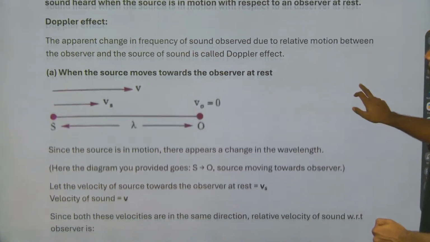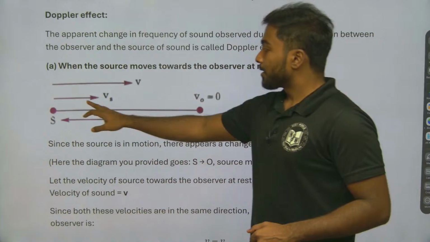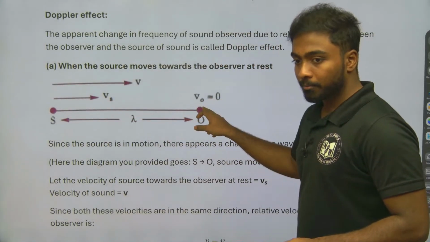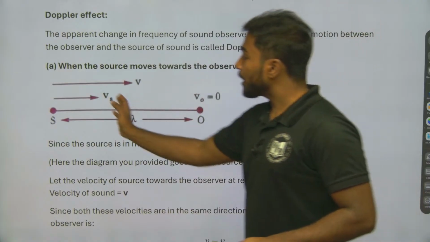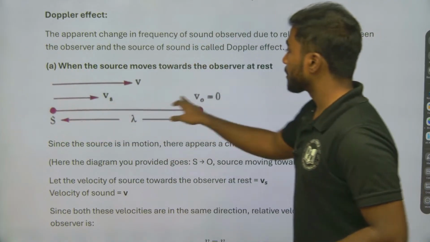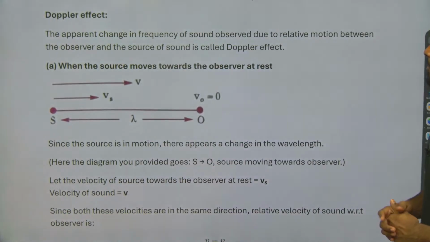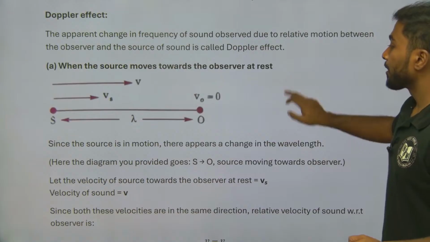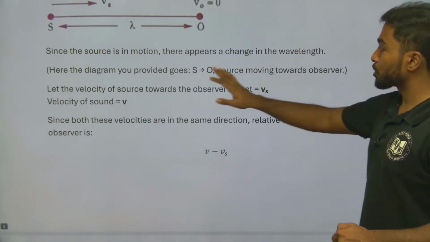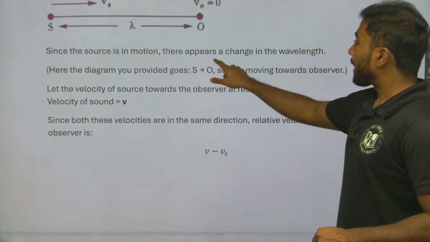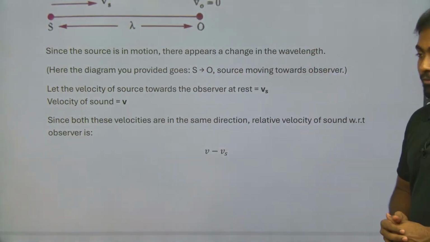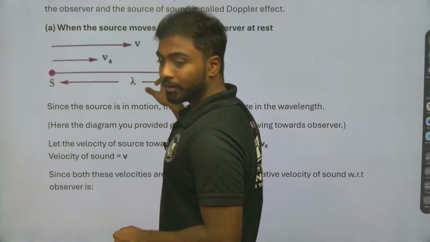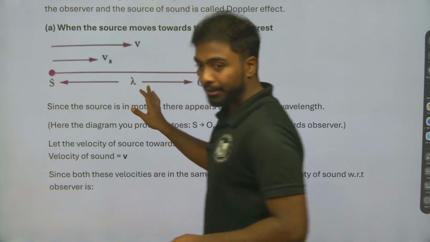So what should we do now? One condition is velocity towards the observer. The second condition is velocity away from the observer. First we will take the source moving towards the observer, with the observer at rest. Since the source is in motion, there appears a change in wavelength because it keeps on reducing. So the wavelength will be reduced.